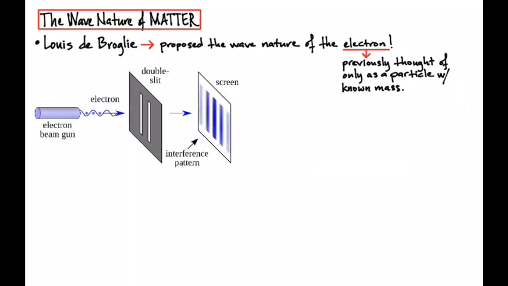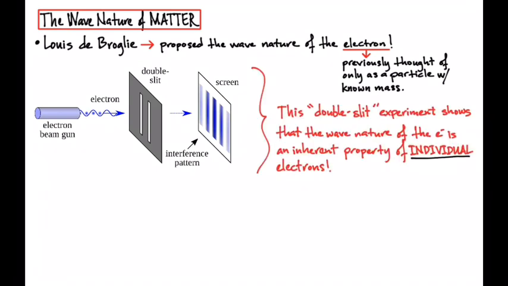Louis de Broglie was able to prove this using a slightly modified double slit experiment. Instead of using a beam of light, he used a beam of electrons. This double slit experiment shows that the wave nature of the electron is an inherent property of individual electrons. He was able to prove this because these electrons were able to produce an interference pattern similar to a light wave. Because the electrons have wave-like properties, they were able to produce an interference pattern, and de Broglie proved that experimentally.